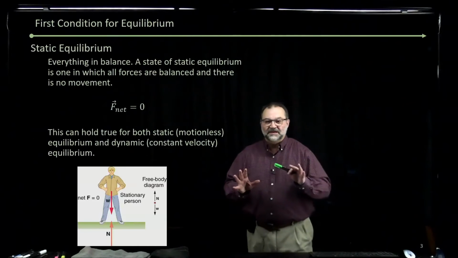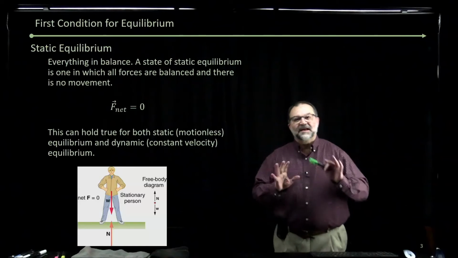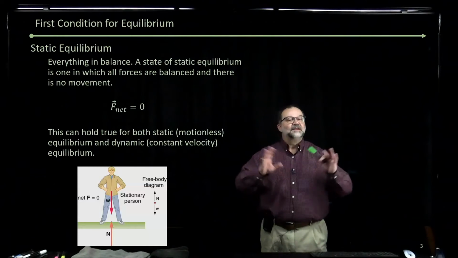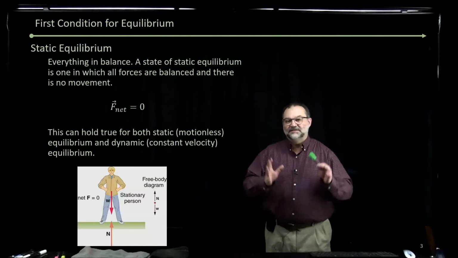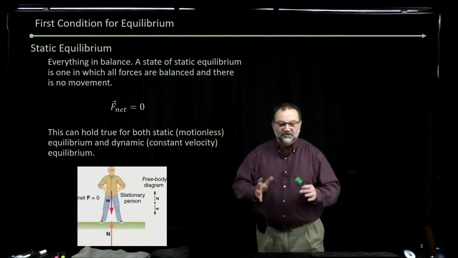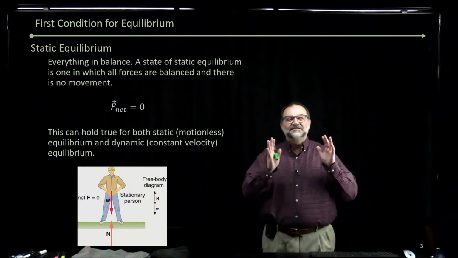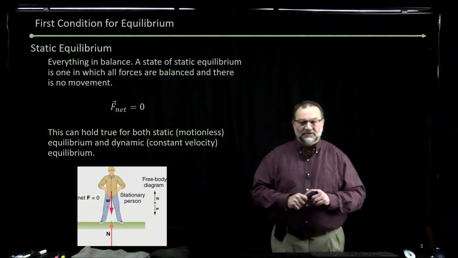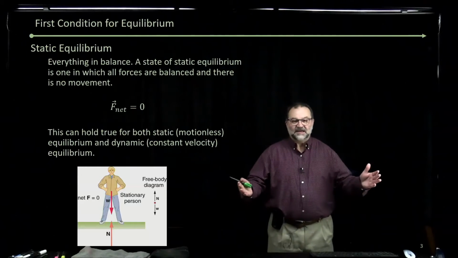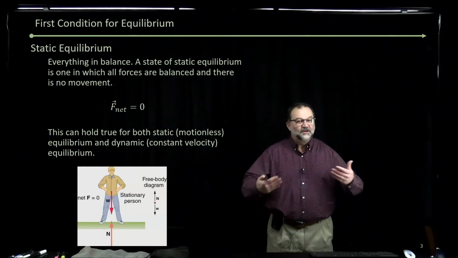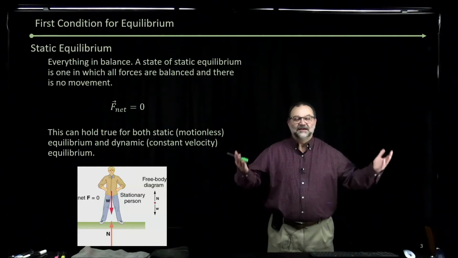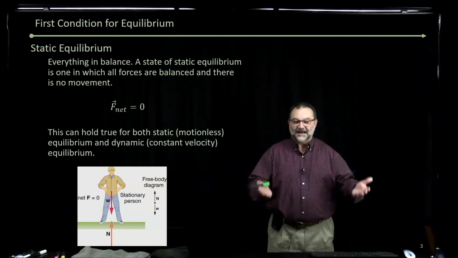So the first thing is static equilibrium. What is static equilibrium? Well, it really means nothing is moving. And in static equilibrium, in translational equilibrium, the sum of the forces equals zero. So if I stand here and I'm standing still, all the forces are balanced, the force from the floor, the force from each of my feet, everything's balanced. I am in static equilibrium.